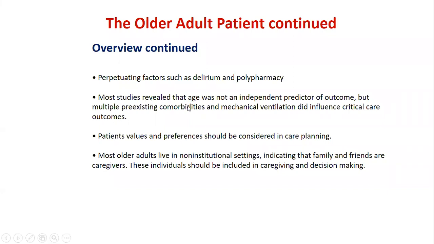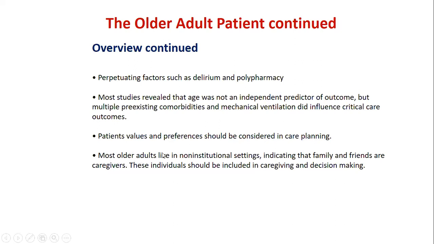So we have to evaluate what the problem is and then go and solve it. Most studies have shown, or some of the studies agree, that age was not an independent predictor of outcome, but multiple pre-existing comorbidities and mechanical ventilation did influence the critical care outcome. Comorbidity means more than one or two diseases together. Patients' values and preferences should also be considered in care planning.